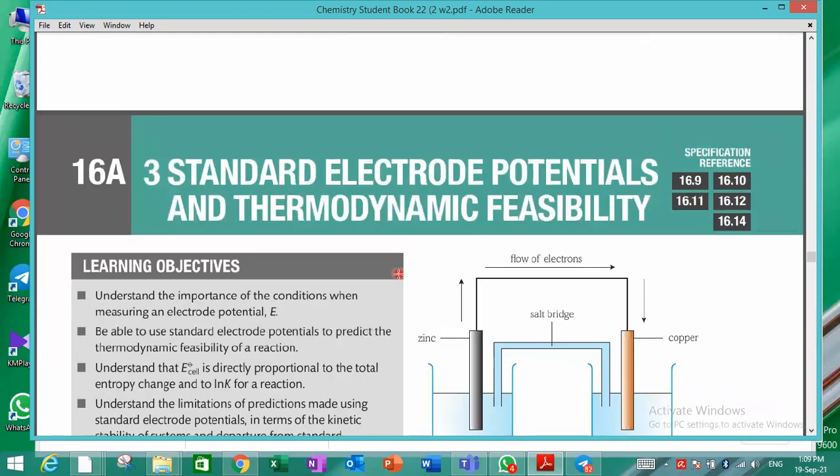Now we come to find out how we can predict whether a reaction will take place or not, which we call thermodynamic feasibility. Thermodynamic feasibility means that we want to find out, will a reaction take place or not? So we call this the standard electrode potentials and the thermodynamic feasibility.